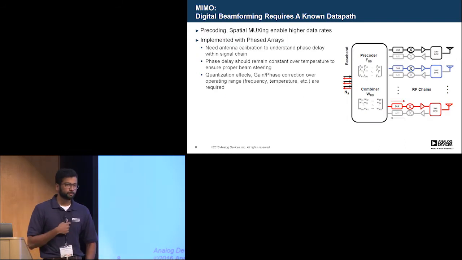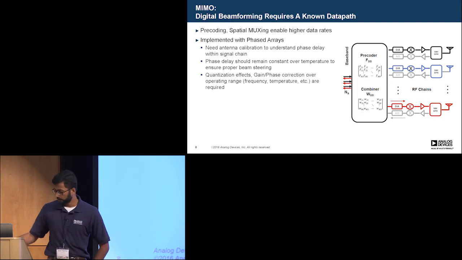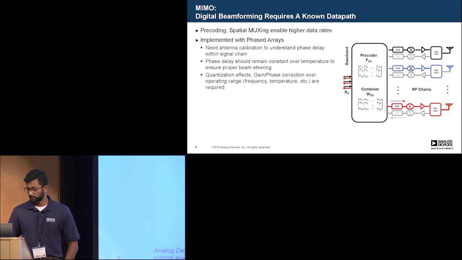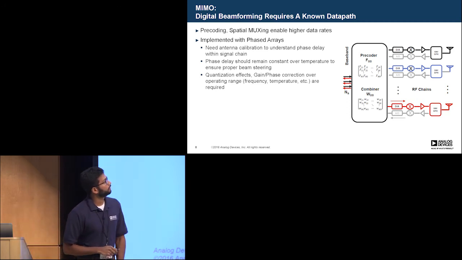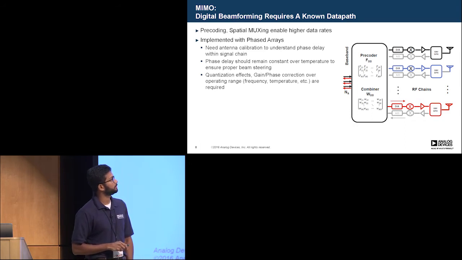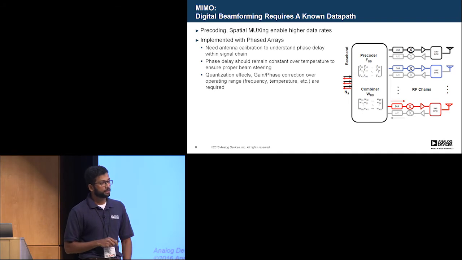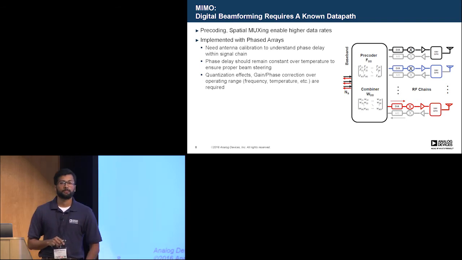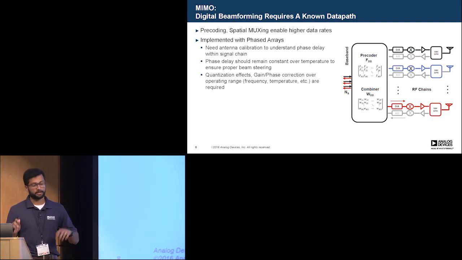Digital beamforming, one of the techniques that is thrown out there, this is from a Keysight webinar, is precoding and spatial muxing. The whole focus here is on the precoder that happens in the baseband, but it hinges on the assumption that the D2A, the mixer, the PA, your duplexer, whatever it may be, are all behaving as you first calibrated them.